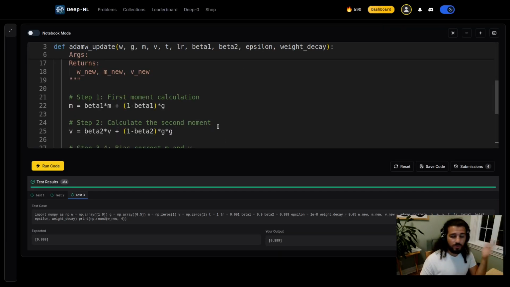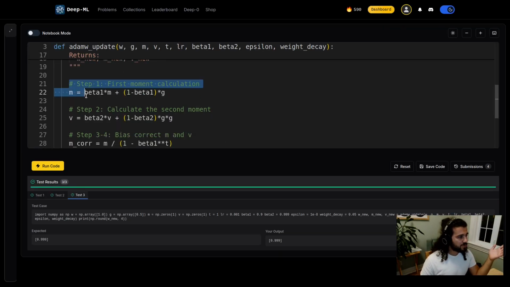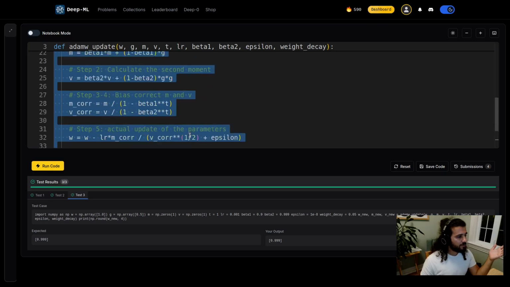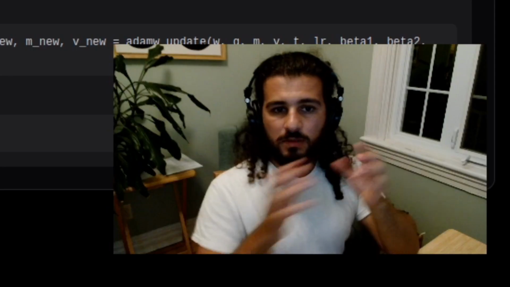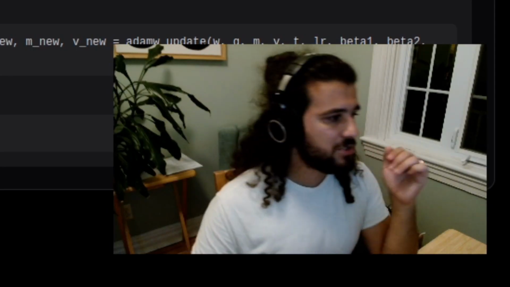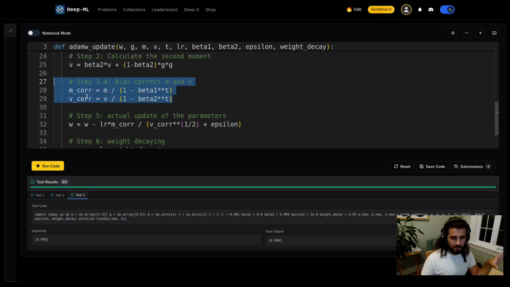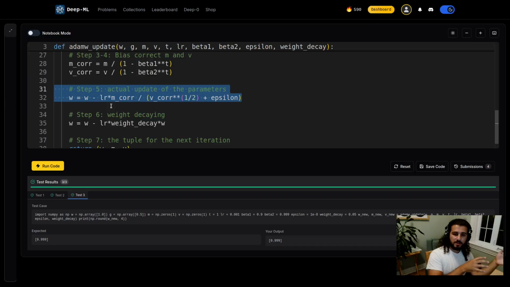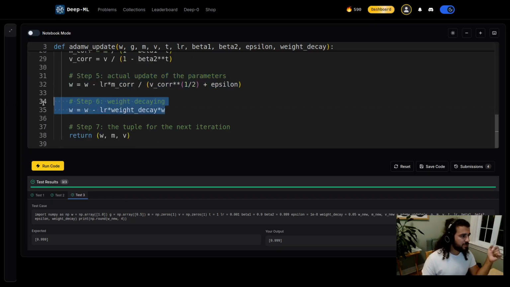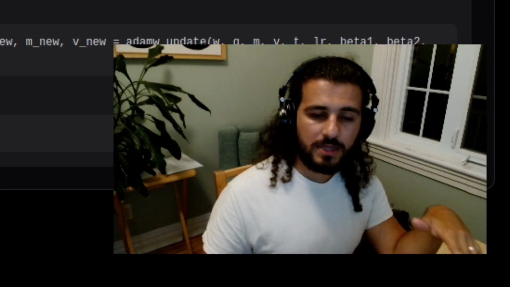So that's it. If we recap, you have the whole general Adam flow where you have your first moment and second moment calculation, with the exponential moving average. You bias correct to duct tape the initialization at 0. Then you actually do the update of the parameters with the mix of momentum and RMSProp. And finally, you decay the weights after the update step.